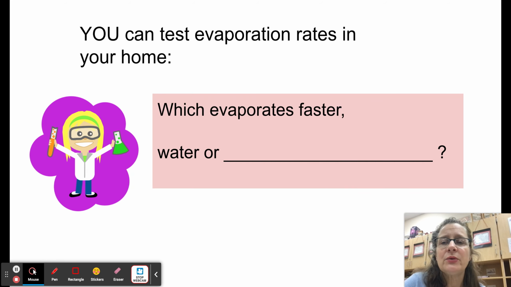You can test evaporation rates in your home. This is a testable question. Which evaporates faster, water or fill in the blank? What would you put there? I might think about something that helps my room smell good. So, would an oil, a scented oil, evaporate in the room? That's a testable question. And you can compare that with water that also has a scent in it that's water based.